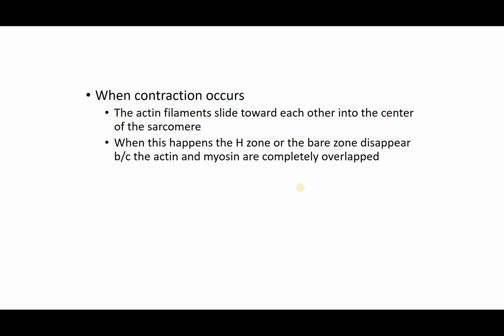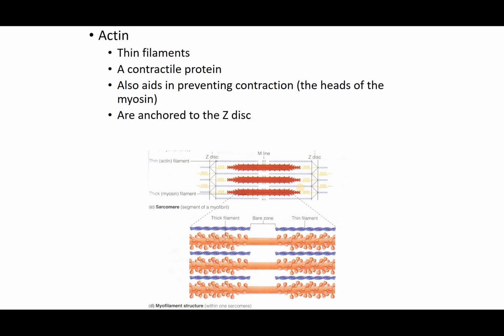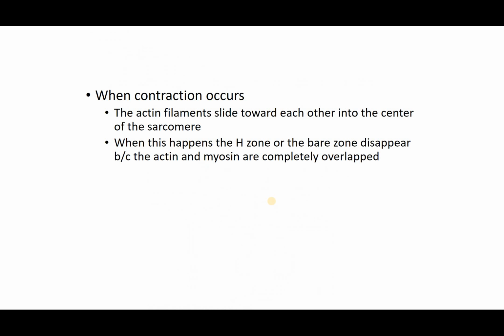So when a contraction occurs, the actin filaments slide toward each other, toward the center of the sarcomere. The bare zone, which is that H zone, so let's go back right here. Here's the bare zone. That will disappear because the actin and myosin are completely overlapped. This is the actual slide of the filaments.